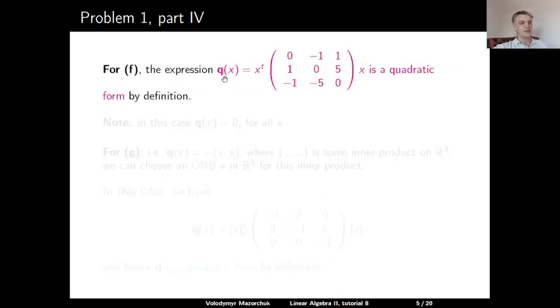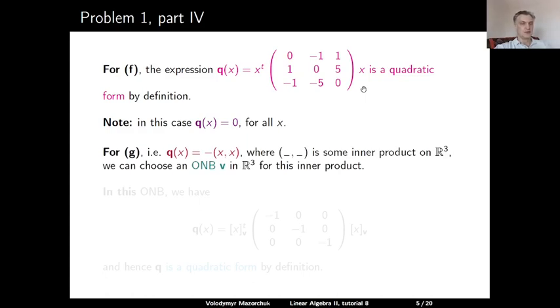Part F, the expression Q of x is equal to x transposed times the matrix 0, minus 1, 1, 1, 0, 5, minus 1, minus 5, 0 times x. Again, this is a quadratic form by definition. It is written as x transposed times some matrix times x. If we plug in concrete values of x and compute this expression, we will get 0, because 1 plus minus 1 is 0, minus 1 plus 1 is 0, and minus 5 plus 5 is 0. So this is just a fancy way to write down the zero quadratic form.